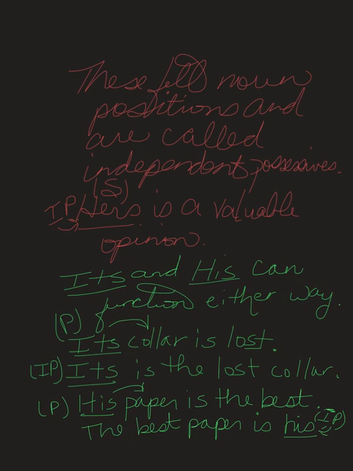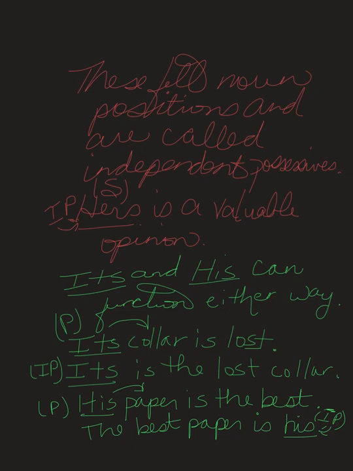However, look at the next one. Its is the lost collar. Here the word its comes right before your verb and tells who or what is the verb. Its is. Therefore, its in this second sentence functions as the subject of your sentence. Subject of the verb is, and therefore its in this second sentence functions as an IP, independent possessive.